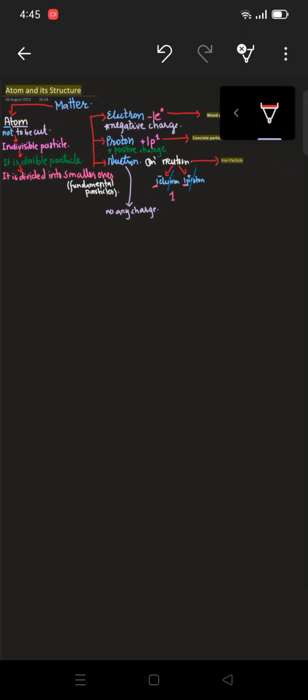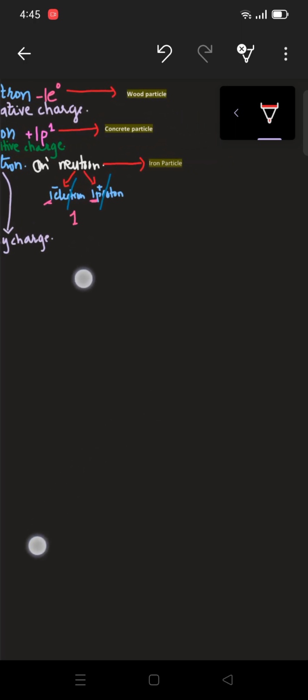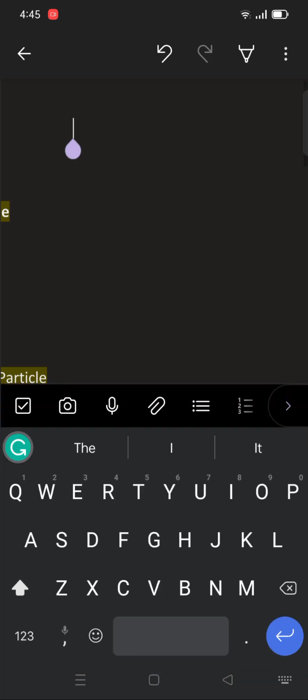So now let's see the structure of the atom. What's the structure of atom? Let's write here the heading.